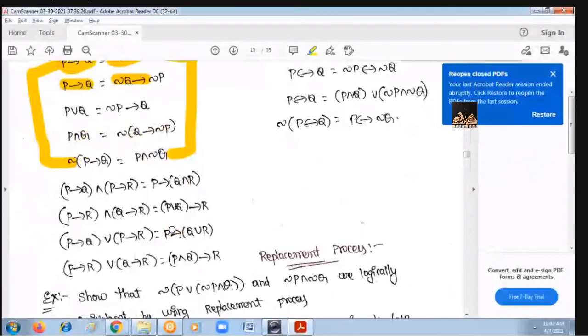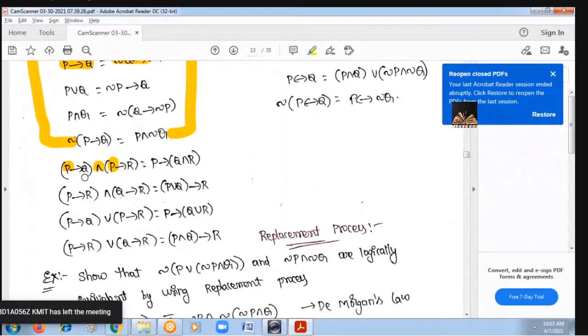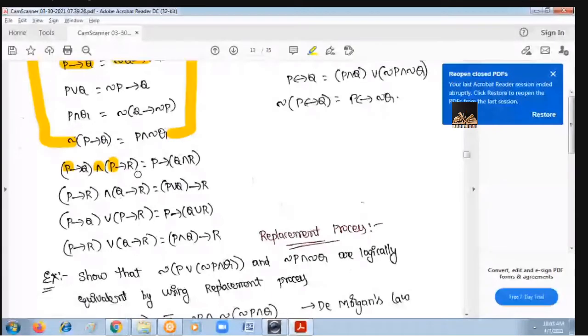Next, P tends to Q and P tends to R. So, it is equal to. So, here we have an AND symbol. And when you observe these two terms, the first variable in both the terms is same. So, whenever the first variable is same, this AND symbol is not going to be changed. It is going to be the same. Then you can write this as P tends to Q and R.